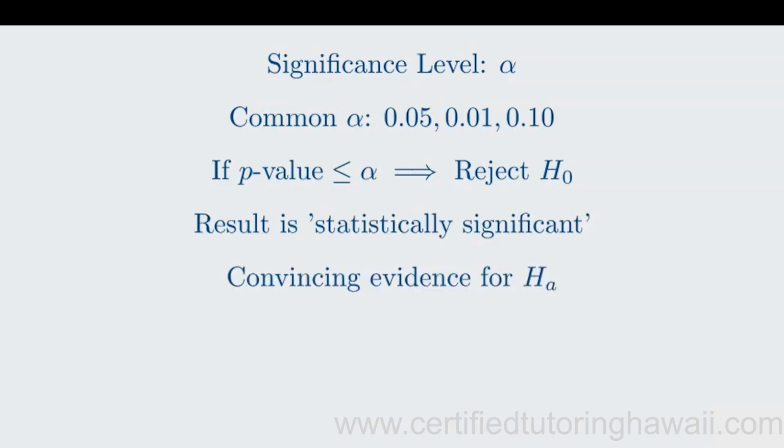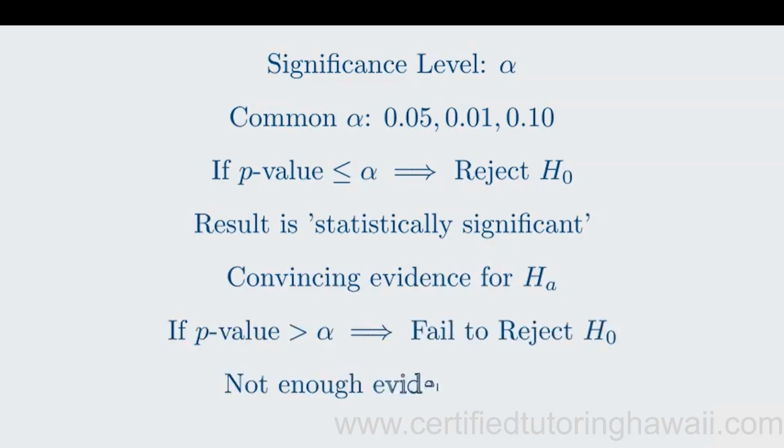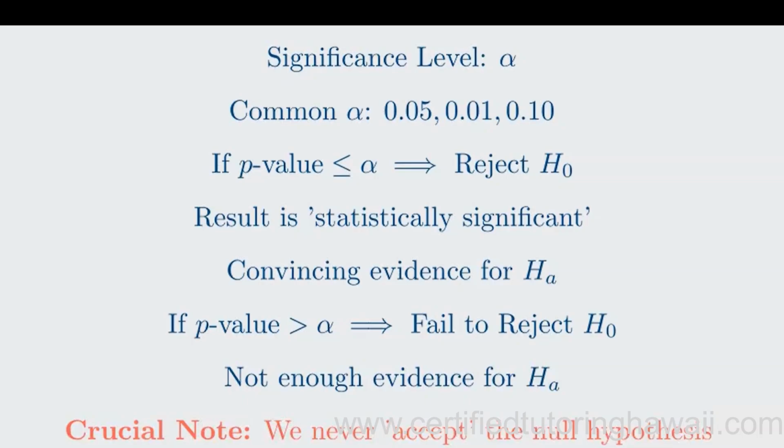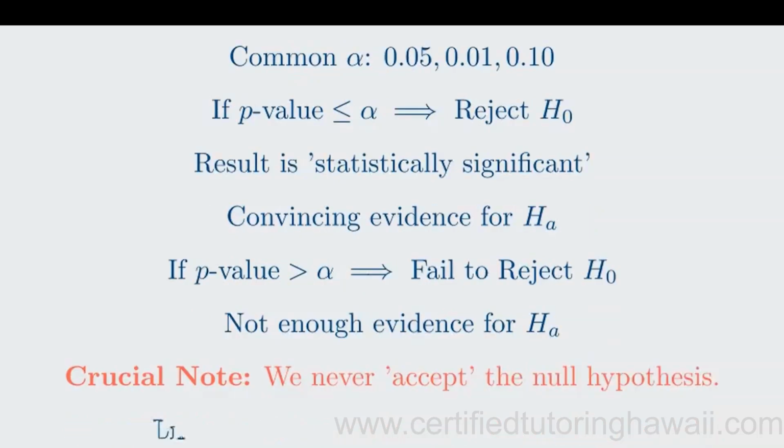If the p-value is greater than alpha, we fail to reject the null hypothesis. We haven't proven the null is true, but we simply don't have enough evidence to ditch it in favor of the alternative. It is a common trap to say we accept the null. In statistics, we never do this. Think of a court trial. A not guilty verdict doesn't prove innocence. It just means there wasn't enough evidence to prove guilt. Similarly, failing to reject the null means the evidence wasn't strong enough to support the alternative.